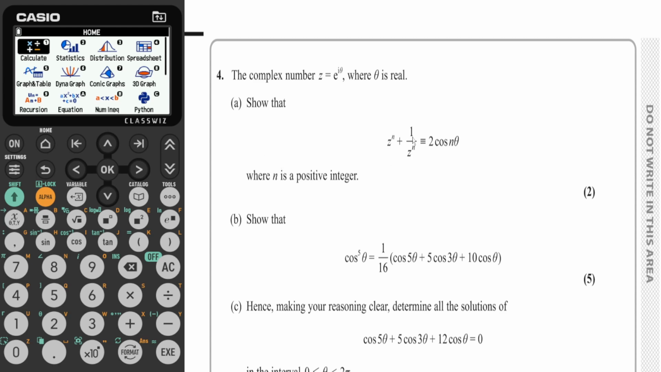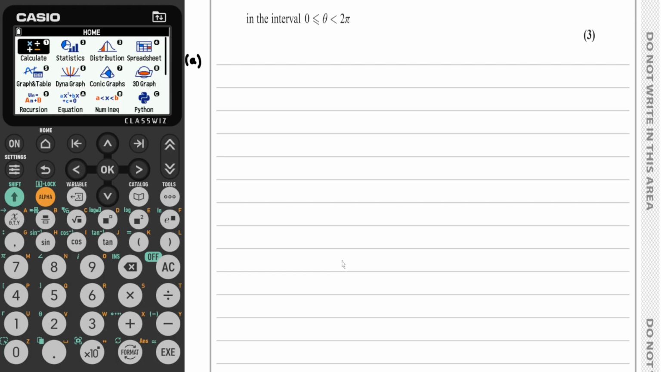Part A, show that z to the n plus 1 over z to the n is equivalent to 2 cos n theta, where n is a positive integer. For part A, we have z to the n plus z to the negative n. And knowing that z is equal to e to the i theta, we have z to the n, which is then e to the i theta to the n, and z to the negative n, that will be e to the i theta to the negative n.